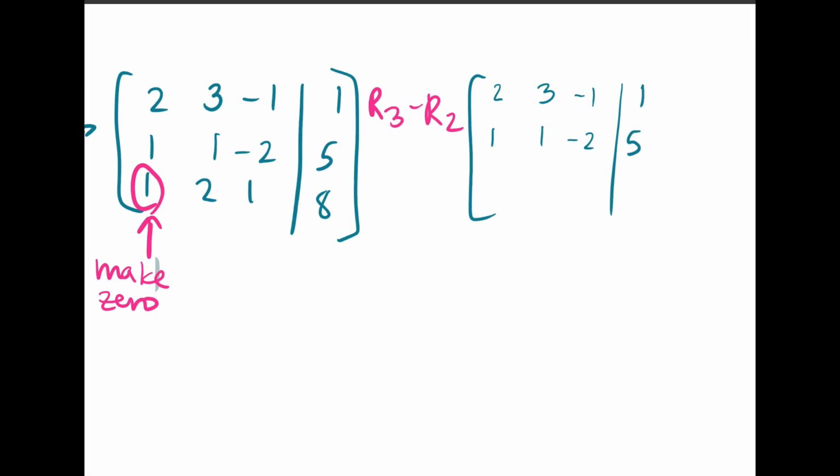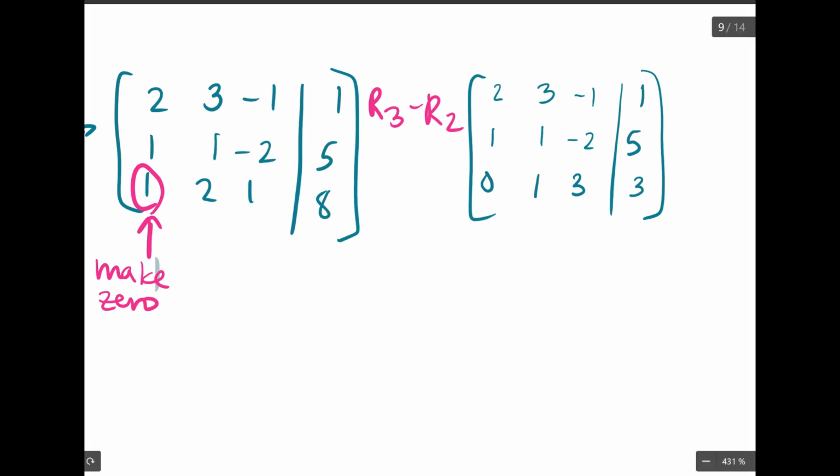So I'm just subtracting row 2 from row 3. So 1 minus 1 is 0. 2 minus 1 is 1. 1 minus negative 2 is 3. 8 minus 5 is 3. So that's all I did. Okay. Now I have the bottom left-hand corner done. So think, what would be the next step?